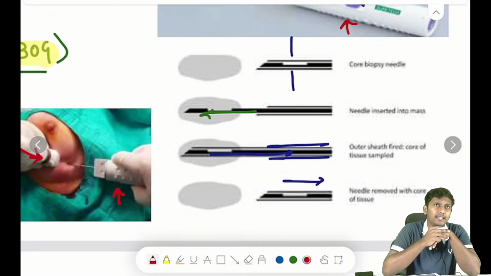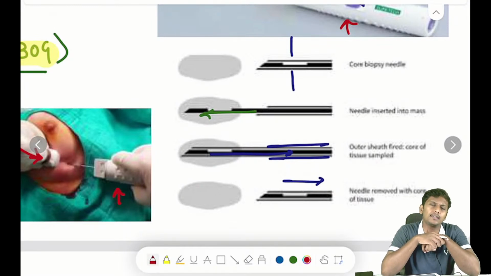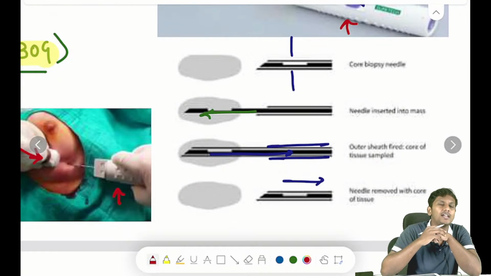Therefore, in liver and kidney cancer or even in a gallbladder cancer, the investigation of choice will be a CECT abdomen, that is a contrast enhanced CT scan of abdomen, that you will study in GIT and hepatobiliary. Okay? So that's the important thing.